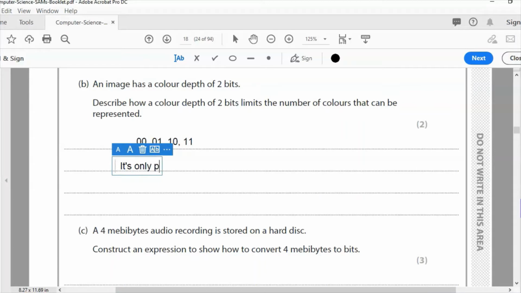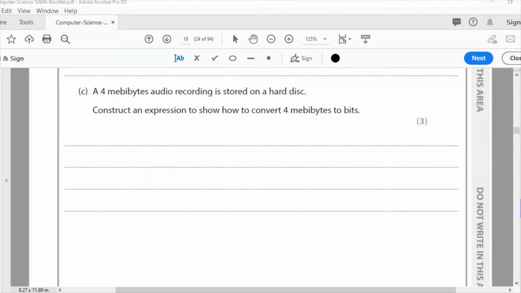It's only possible to represent 4 colours with 2 bits. C. A 4 megabyte audio recording is stored on a hard disk. Construct an expression to show how to convert 4 megabytes to bits. Remember, 8 bits in a byte.